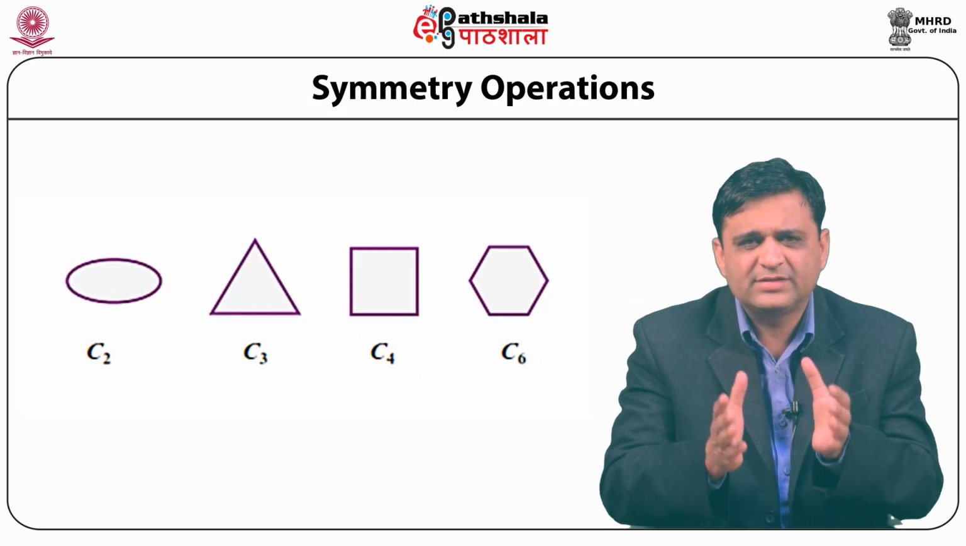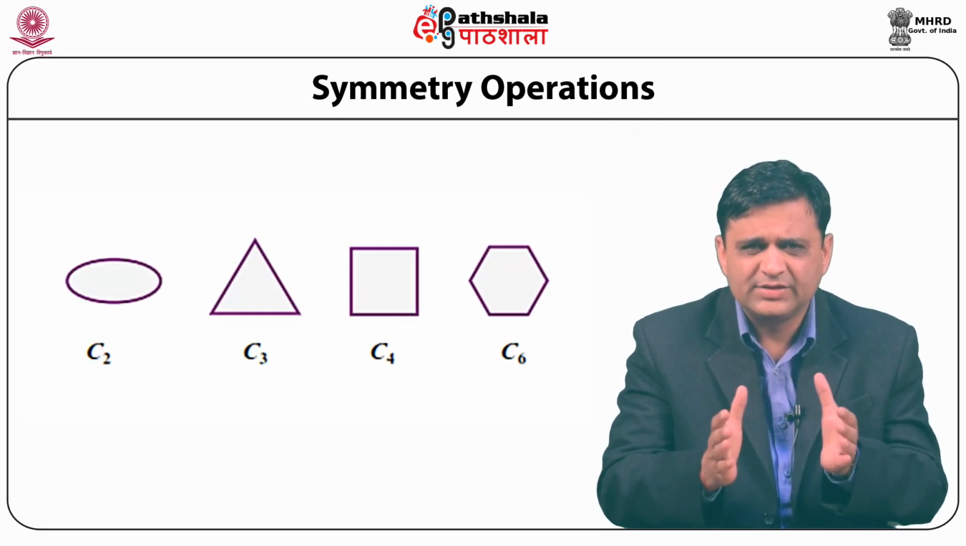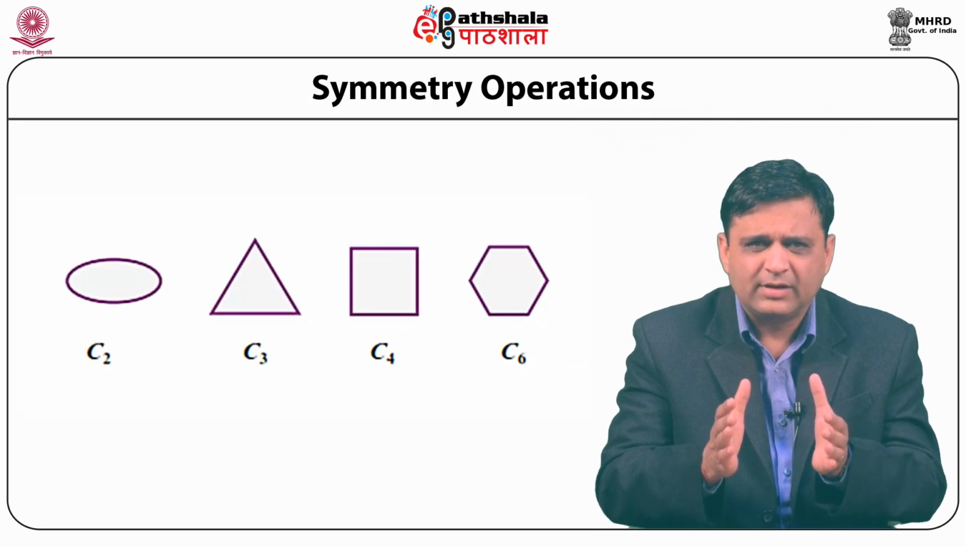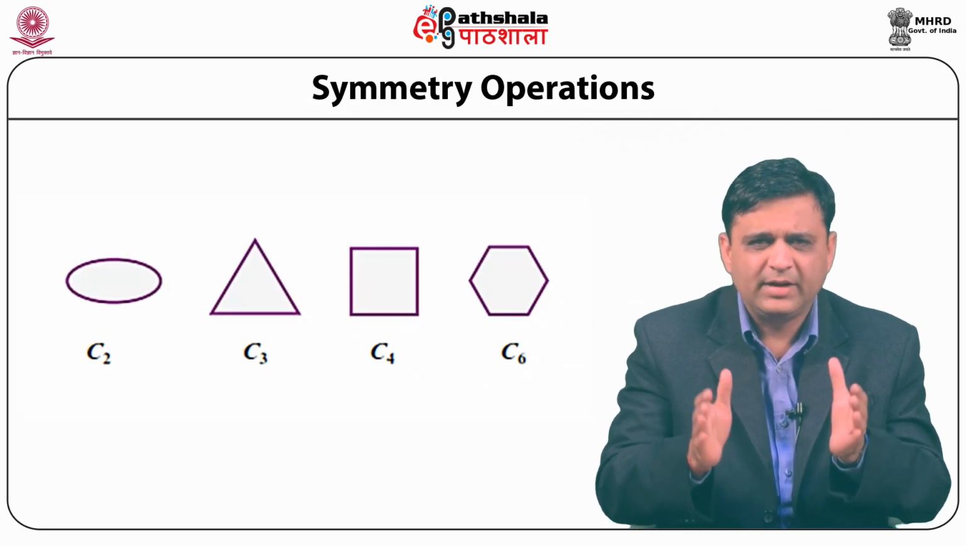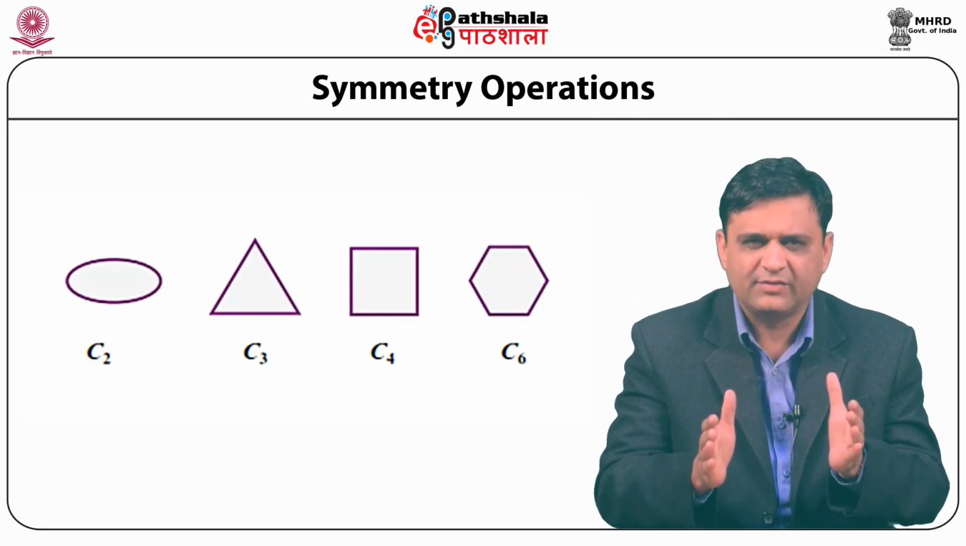Like that, if you have a circle, you rotate it by any arbitrary angle and nothing changes with respect to the axis perpendicular to the plane of the circle. So that means the circle has the highest degree of symmetry.